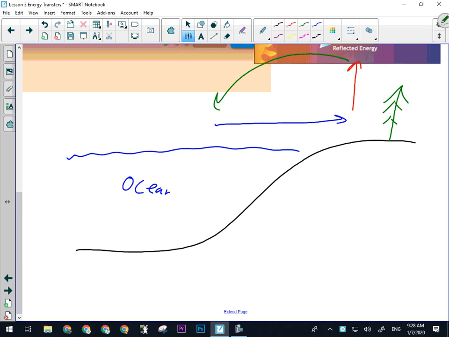And we get a very simple convection current. Hot air rises, cool air moves in to replace it, so now that hot air can't fall back down where it came from, so it starts to circulate in a simple convection current known as a sea breeze.